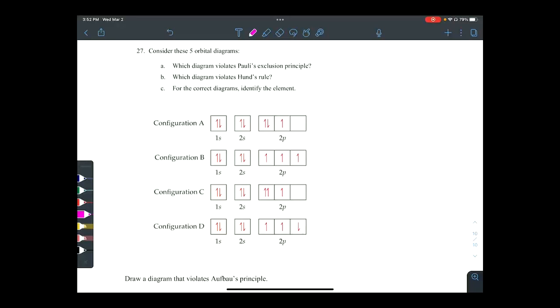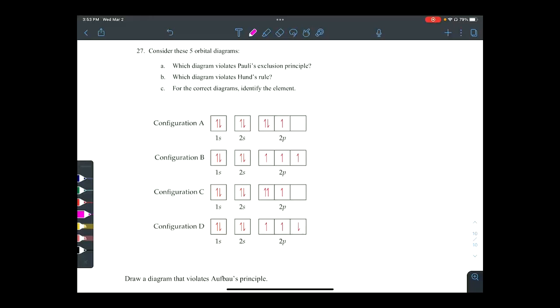So this one's tough because students will often say, oh yeah, it has to be C. C is not correct, but that's not what the question's asking. The question is asking specifically what violation is occurring. So we have to be aware whether an electron orbital diagram is correct, but if it's incorrect, for what reason is it incorrect? For this question, it says which diagram violates Pauli's exclusion principle. Do we recall what principle that is?